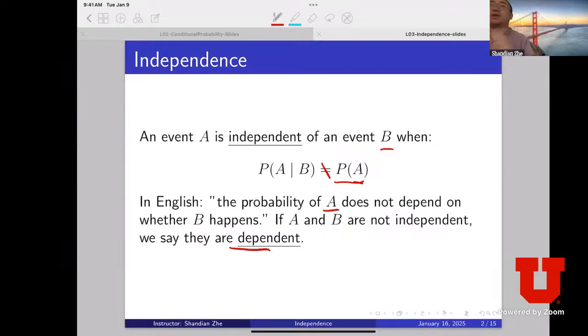But for dependent, there could be many, many possible dependencies. It could be fairly complicated. Actually, the modeling of the dependency between random variables or random events is a big topic, a big branch. But for independence, we just need to check whether the conditional probability is the same as the marginal probability.